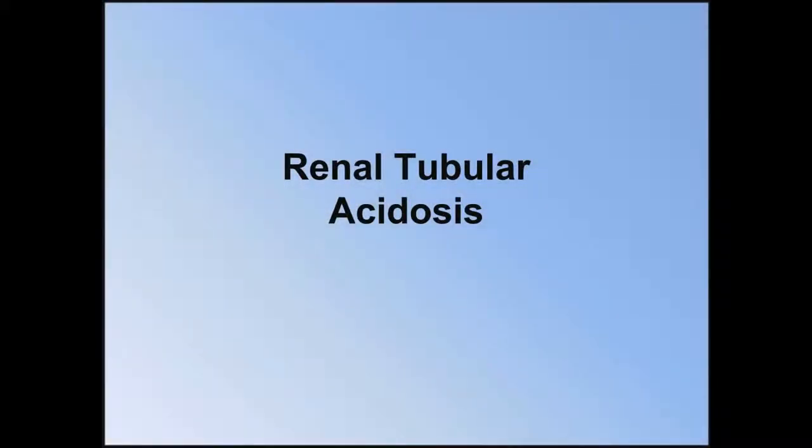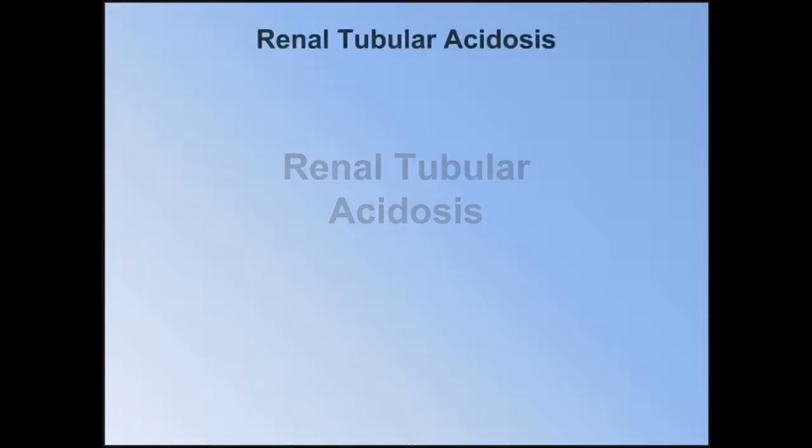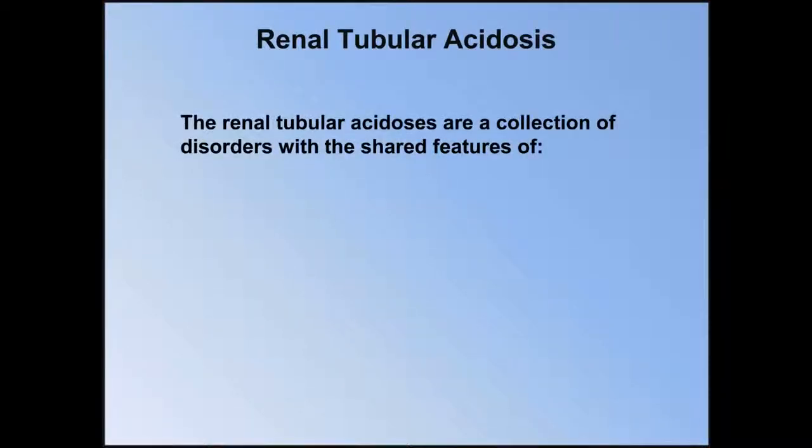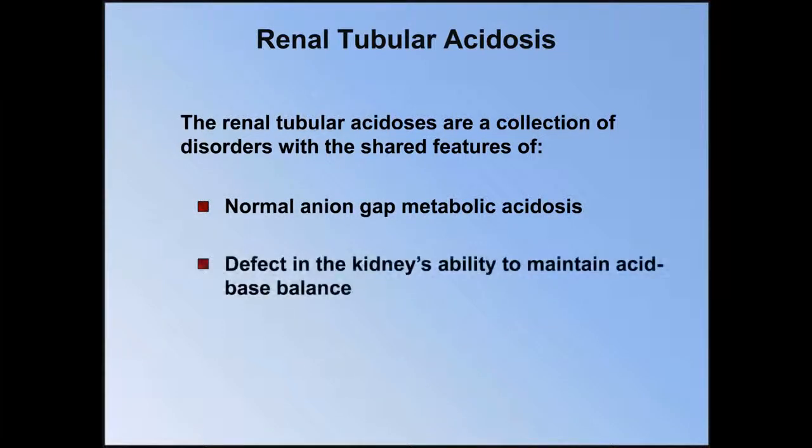The first group of etiologies to discuss is the renal tubular acidoses. These are a collection of disorders with the shared features of a normal anion gap metabolic acidosis, a defect in the kidney's ability to maintain acid-base balance, and the absence of overt renal failure.